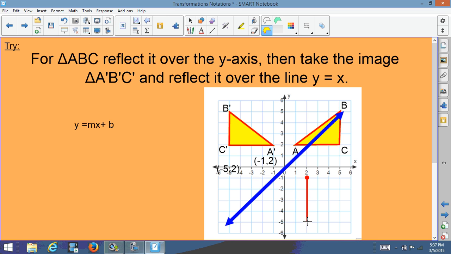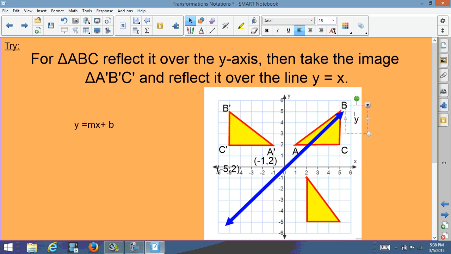And there's my second point. That's my letter C. And now I'll look at this one. This is -5, 5. And I'll reverse that. 5, -5. 5, -5, which is over here. And now connect that. And there is my reflection over the y-axis. I'm sorry, over the line y equal to x.